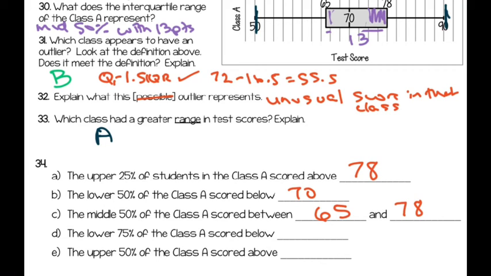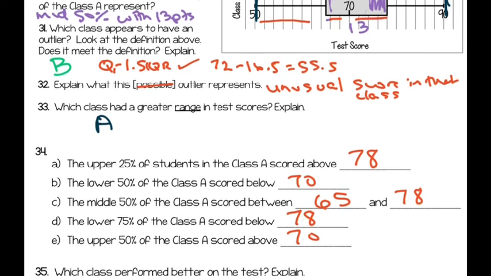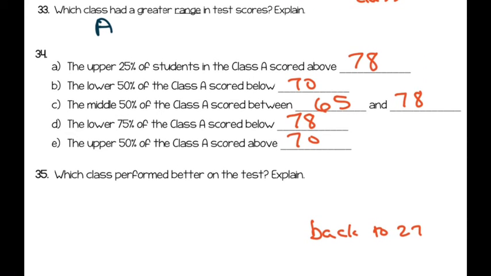The lower 75% of class A scored below. So 75% is going to be 3 sections of that box and whisker plot. They scored below 78. The upper 50% of class A scored above 70. So with a box and whisker plot, you ought to be able to answer all the questions like that.